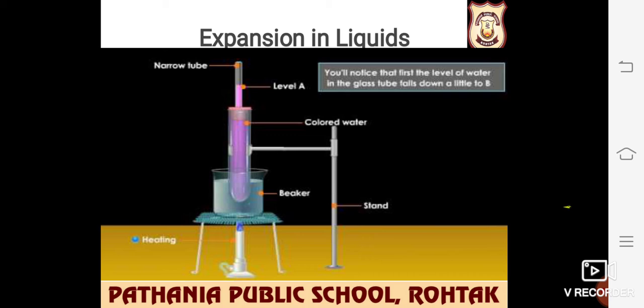Now can you see what happens? Allow the bottom of the beaker to rest on the wire gauze kept on the tripod stand and put a Bunsen burner under it. Mark the initial level A of the water in the glass tube and start heating the beaker. What will happen? The water level first falls to B and then rises to C. The colored water expands on heating, demonstrating thermal expansion in liquids. So these are the expansions in two states of matter.